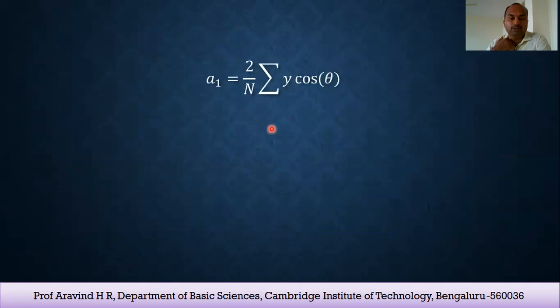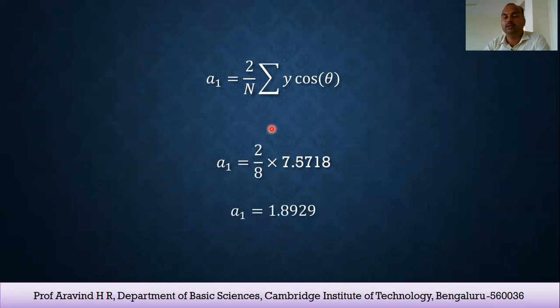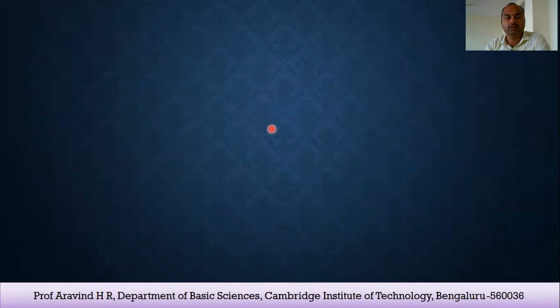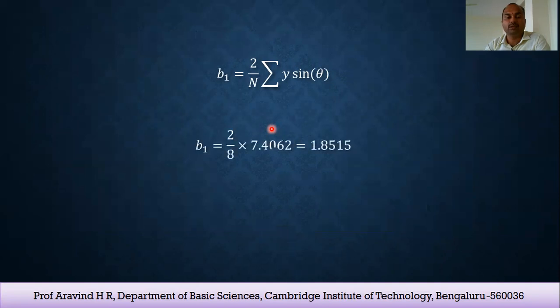Next, a1 is 2 by n summation y cos theta. Y cos theta is 7.5718, so a1 is 1.8929. Use the calculator and calculate it. And b1 is 2 by n summation y sin theta. That is 2 by n into 7.4062, so b1 is 1.8515.